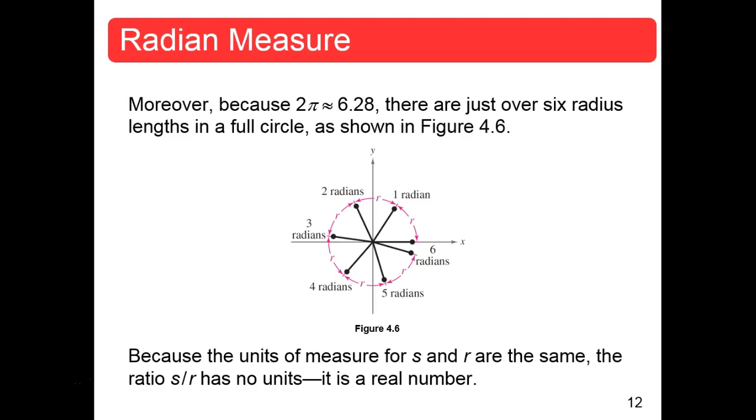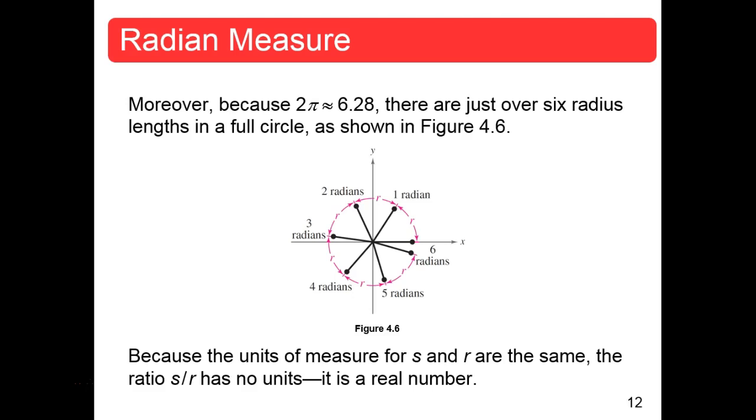All right. Because the units of measure for your arc length and your radius are always the same, really the ratio S over R, which is theta, has no units. We say it's so many radians, but really it's a ratio. It has no units. It's just a real number. Most of the time we'll say so many radians, so we'll know what we're talking about. But remember, radians really isn't a unit, it's just a ratio. All right.